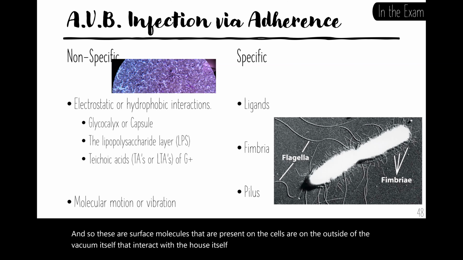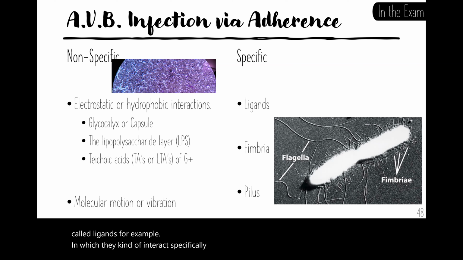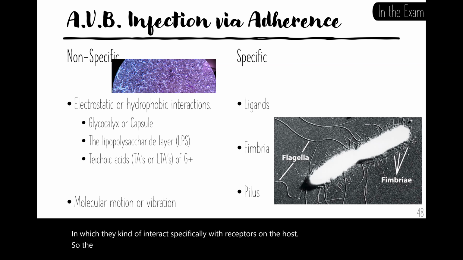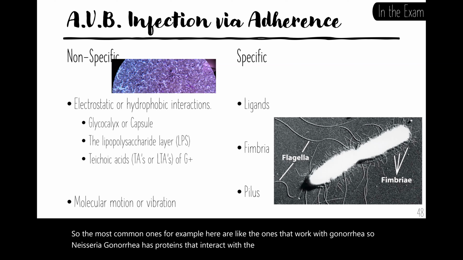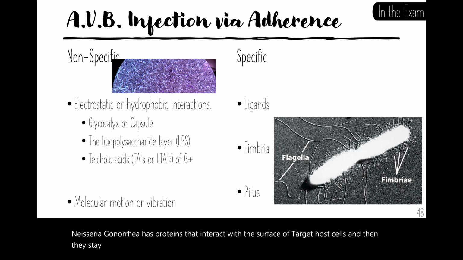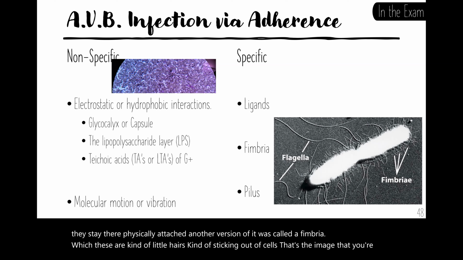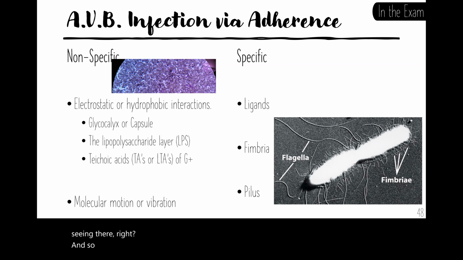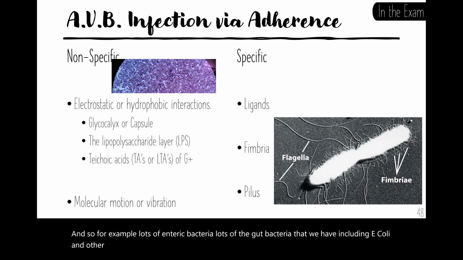Some examples of adhesins are things called ligands, which interact specifically with receptors on the host. The most common ones here are like the ones that work with gonorrhea. So Neisseria gonorrhoeae has proteins that interact with the surface of target host cells, and then they stay there physically attached. Another version is called a fimbria, which are little hairs sticking out of cells. That's the image that you're seeing there, right? For example, lots of enteric bacteria, lots of the gut bacteria that we have, including E. coli and Shigella species, use these as little extensions to attach themselves specifically to a host.